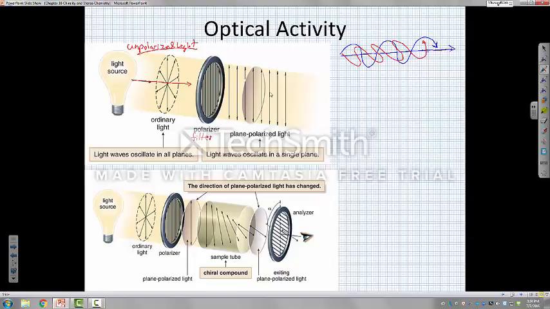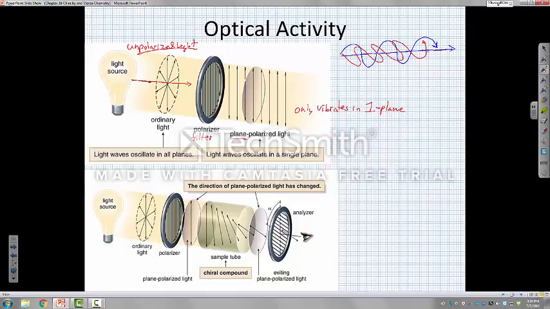Alright, so this is now polarized light. It's only vibrating in one plane. So when they say plane polarized, they don't mean airplane. They mean it only vibrates in one plane, just up and down. Okay, ordinary unpolarized light vibrates or oscillates in all planes.